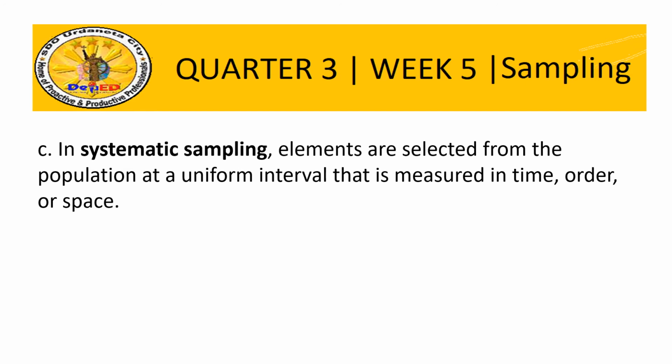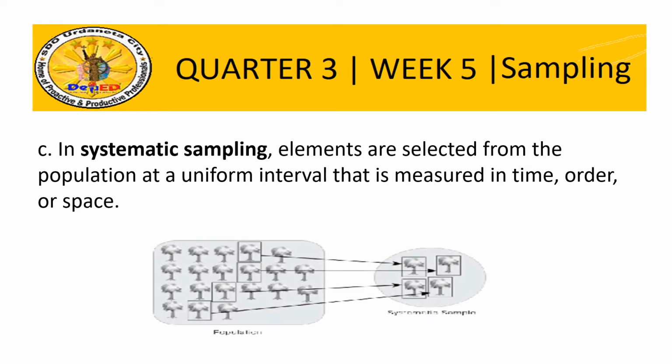Next, we have systematic sampling. In systematic sampling, elements are selected from the population at a uniform interval that is measured in time, order, or space. If we say uniform interval, there is an equal interval or range for each selected representative or respondent. The first representative or respondent must be selected randomly.